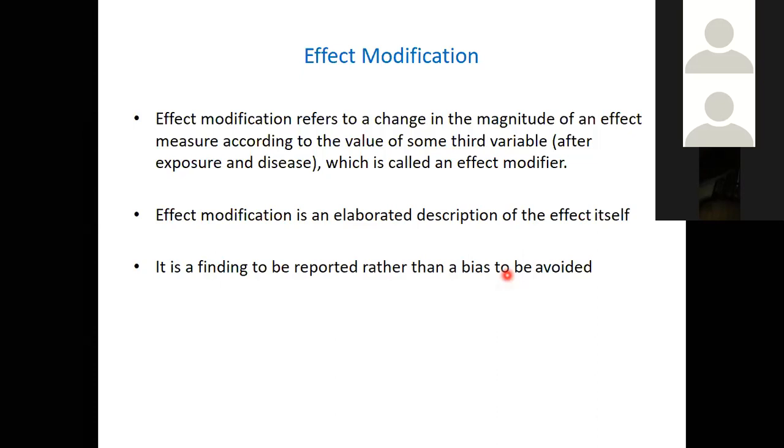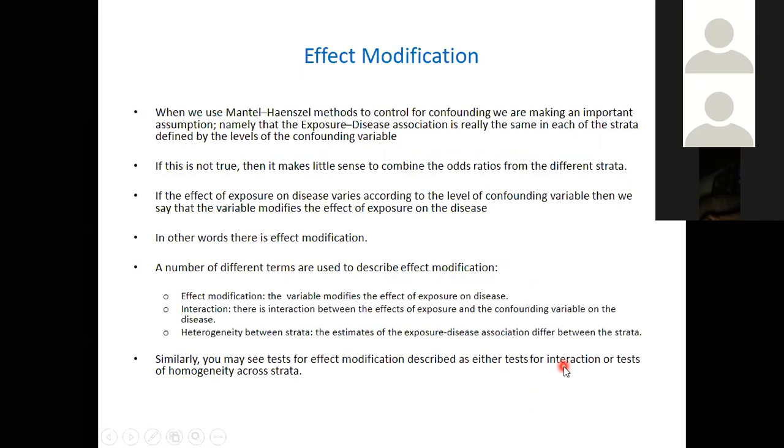Now, effect modification is an elaborated description of the effect itself. It is a finding to be reported rather than a bias to be avoided. So it's something you report, not a bias that you are avoiding. I think in our ANOVA class, there's interaction. Anyway, we'll discuss that later.